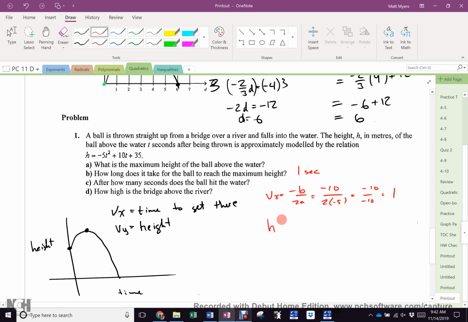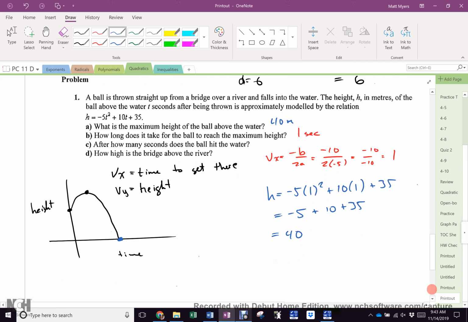Now I need the height. Height, I'll change colors. Height equals negative 5 times 1 squared plus 10 times 1 plus 35. Negative 5 plus 10 plus 35 equals 40. 40 meters is the height above the water. When does the ball hit the water? That's right here. That's a root. So I have to use my roots.